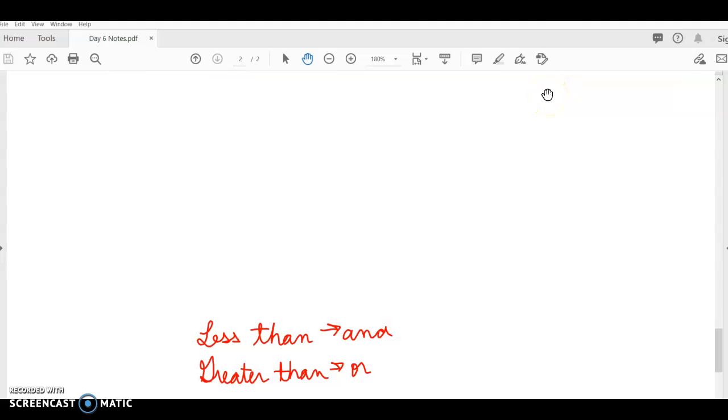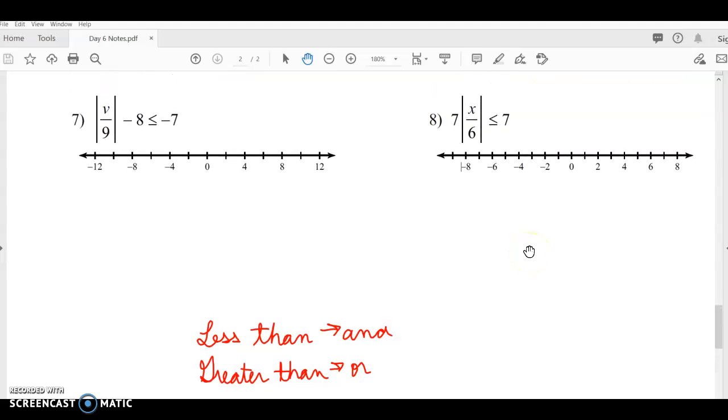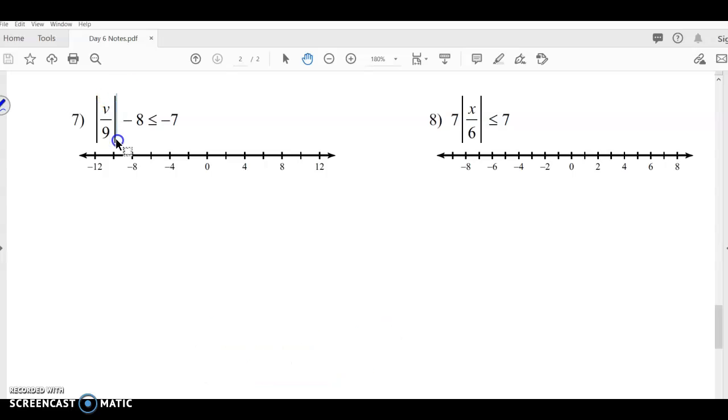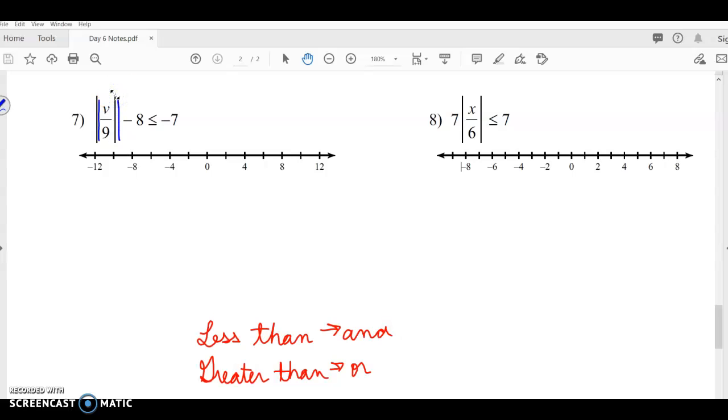All right, so remember, you can't break apart your absolute value until the absolute value is alone. Like here on 7, I can see this absolute value is not alone because of the minus 8. So the first thing I would do to both sides is add 8. So then I have the absolute value of v over 9 is less than or equal to negative 7 plus 8, which is 1. Now that the absolute value is alone, I break it apart.